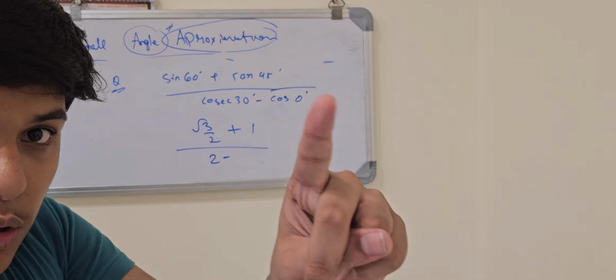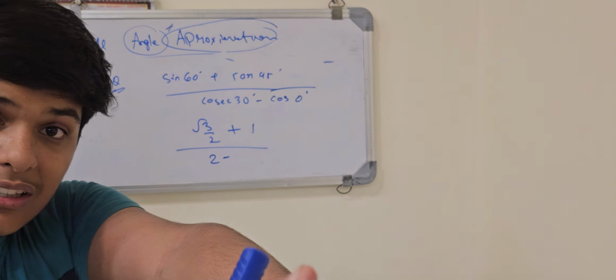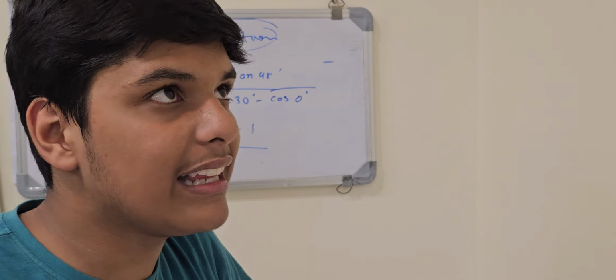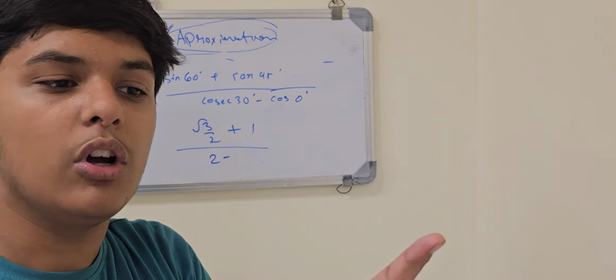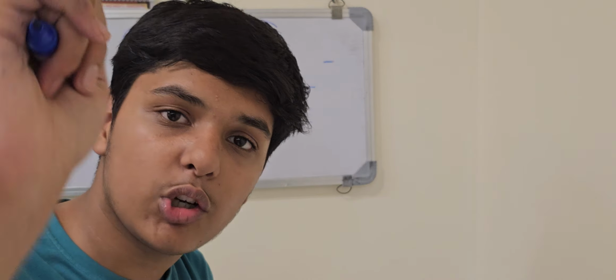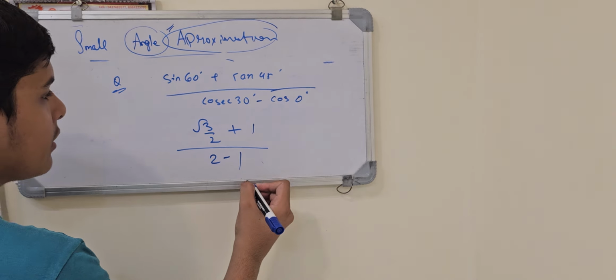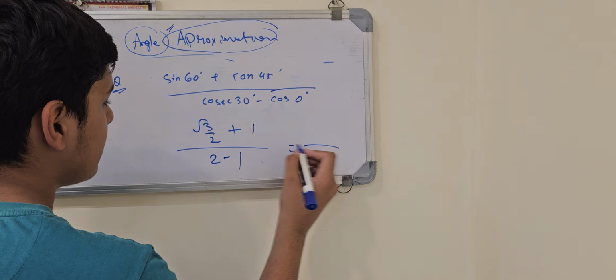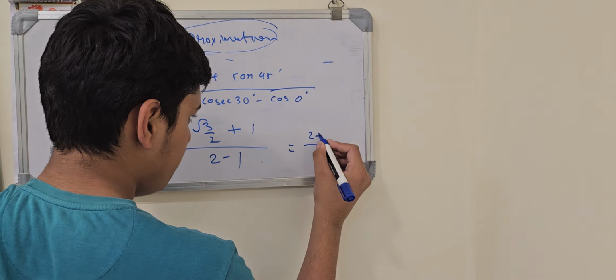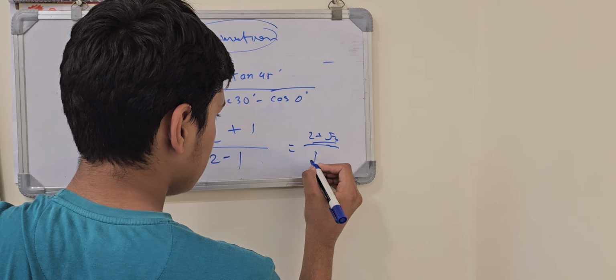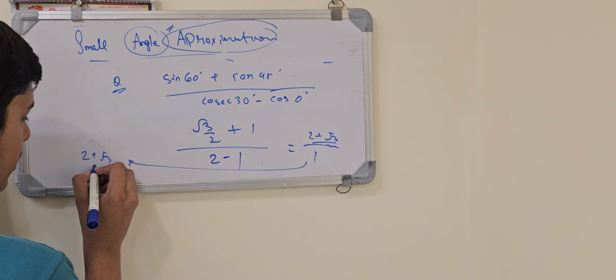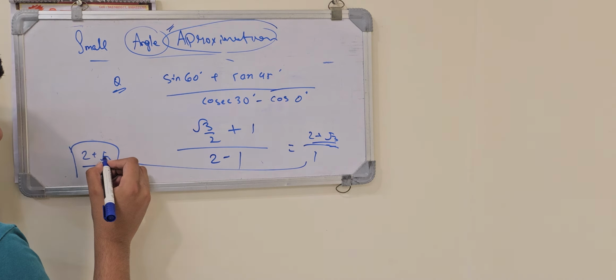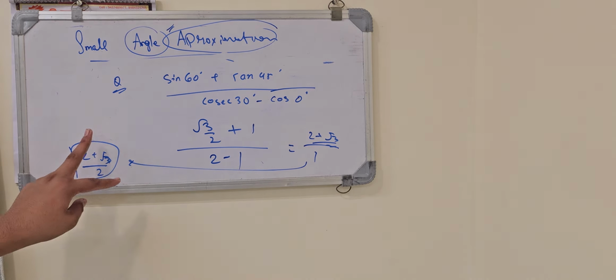Cos 0 is equal to 1. Sine 0, tan 0 is equal to 0. Always think, what comes first? First comes sine theta. So sine theta is 0, tan theta is 0, cos theta is 1. So 2 minus 1 is equal to 1. This is equal to 2 plus root 3 by 2, so the final value is 2 plus root 3 by 2. This is the answer of this whole thing.